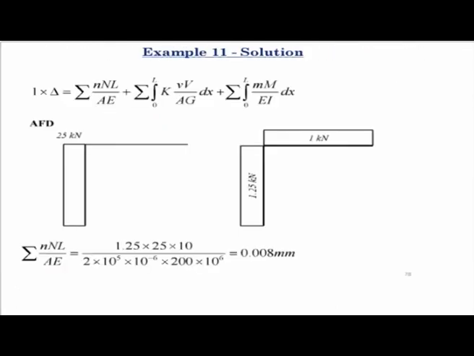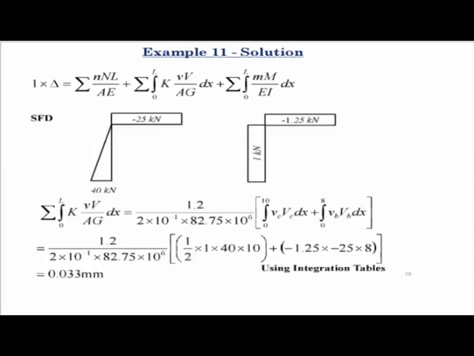It is the summation of n times N times L over AE, where small n is the axial force due to the virtual load, which is 1.25, capital N is the axial force due to the applied load, which is 225, L is the length, and AE. So that gives you the displacement of this joint due to the axial deformations.